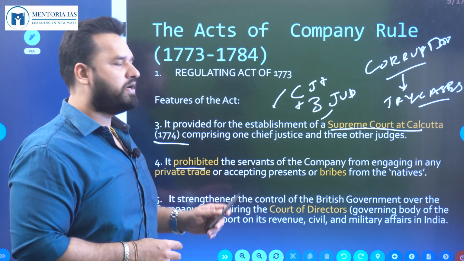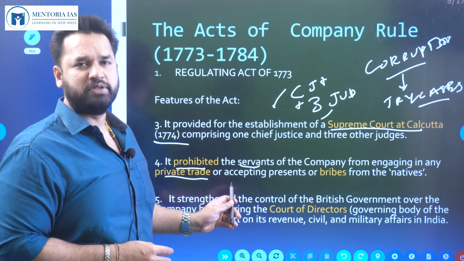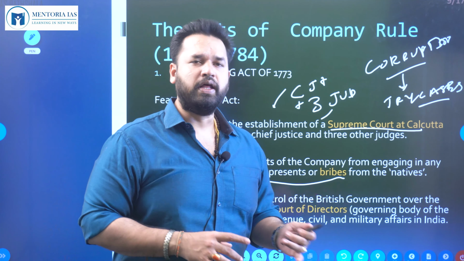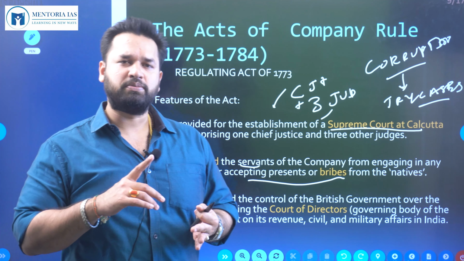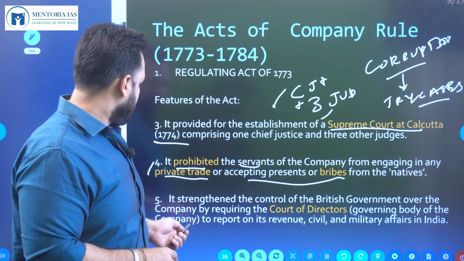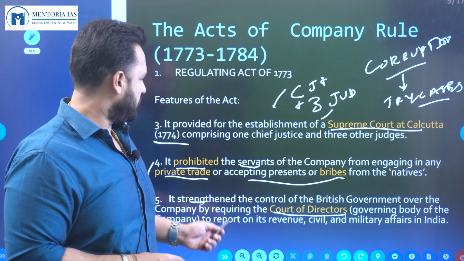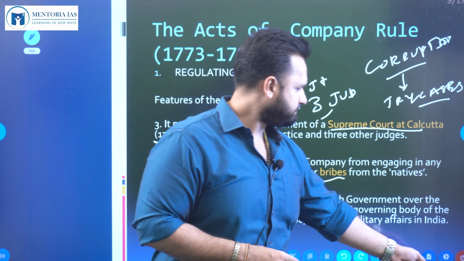And then it prohibited the employees or the servants of the company from engaging in any private business or accepting bribes. They are not supposed to accept bribes. They are not supposed to take or start any own business. Okay. It also strengthened the Court of Directors, right, to control the company.